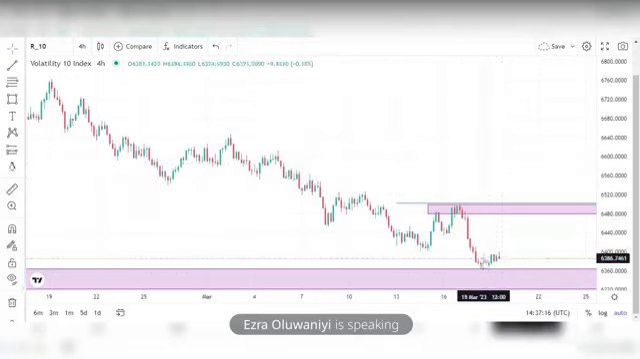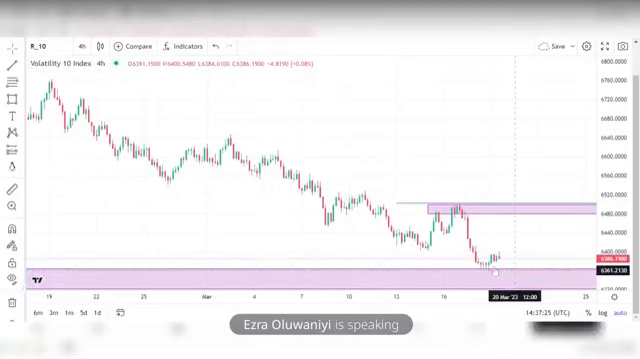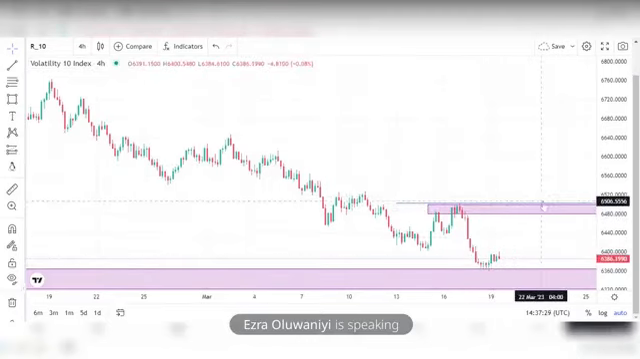All right. So this H1 has even broken structure around here. So I saw it. I waited for it, but I'm not convinced. So I'm going to wait for M5 re-entry. But let's first settle H4. So this high has to be broken before I start looking for buys.